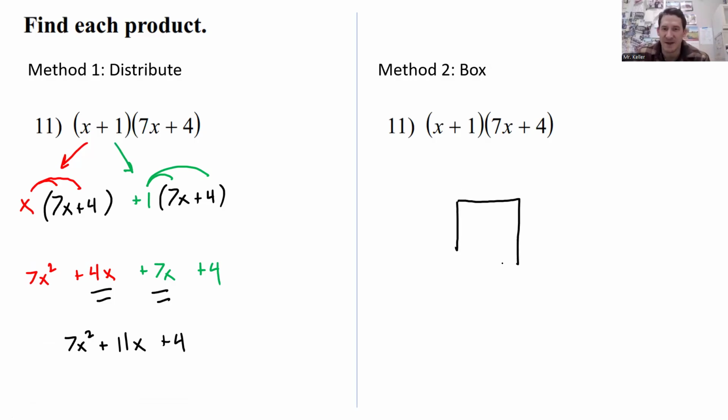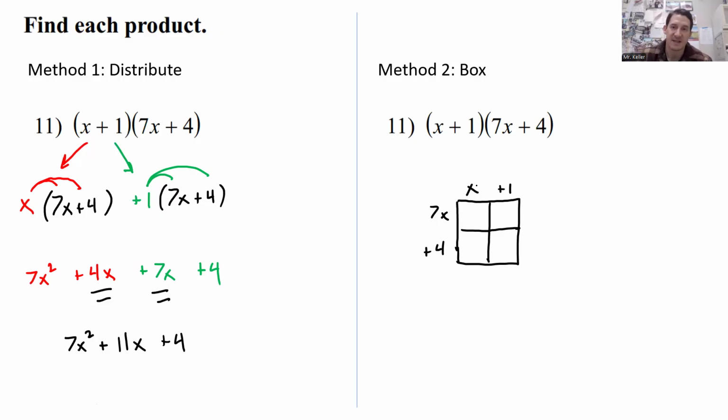So the box method is you're actually going to draw a box and it's going to be a 2 by 2 box. What you're creating is basically a multiplication table that you're going to fill in. So you're going to put one of the polynomials on top. It doesn't matter which one. So be x plus 1. The other one's going to go on the side, 7x plus 4. And then you multiply to get the boxes inside, just like a multiplication table.